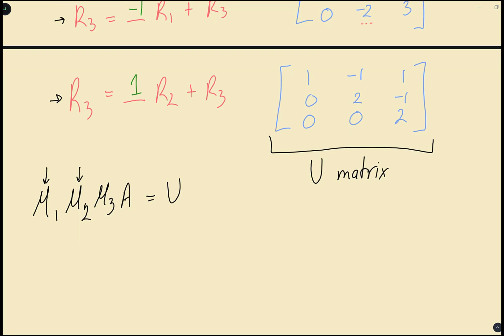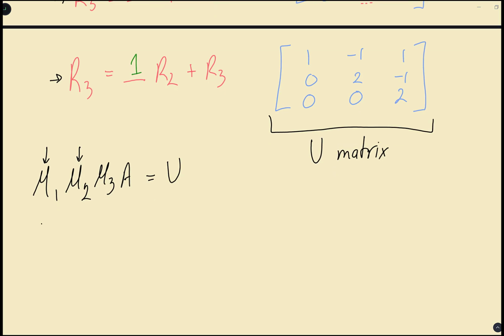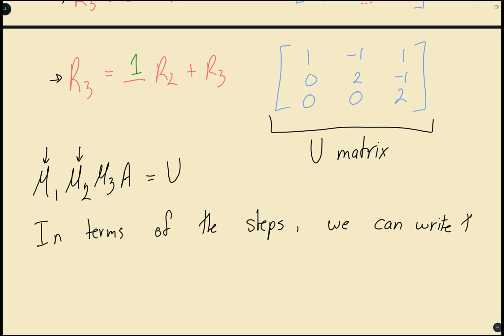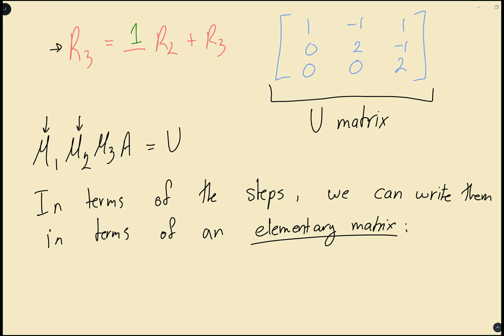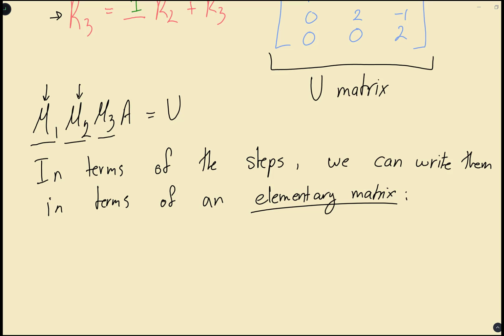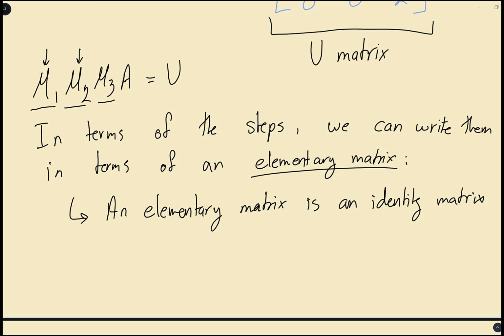So again, let me write this in terms of words. In terms of the steps, we can write them in terms of an elementary matrix. So in this example, we had 3 row operations, and as I mentioned, this would be one elementary matrix, it would be a second, and this would be a third. And each one of these represents a row operation, all right? So, what is an elementary matrix? Essentially, an elementary matrix is an identity matrix with one single elementary row operation.